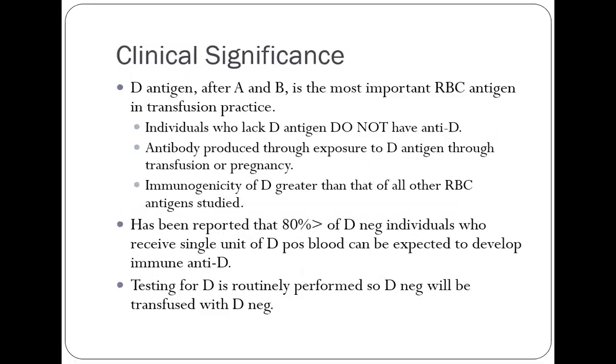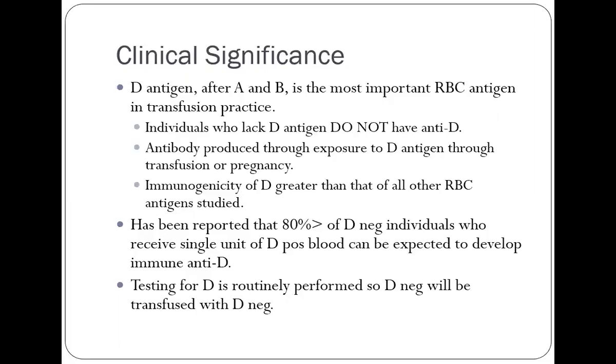Now, the clinical significance of the D antigen, after the A and B antigens, is that it's the most important red blood cell antigen in transfusion practice. Individuals who are lacking the D antigen, so those who are Rh negative, do not have anti-D. It's not an automatic stimulation of that antibody. Their red cells lack the antigen. As long as they're not exposed to a D positive cell through transfusion or pregnancy, they're not going to have the antibody. They're only going to develop it if they are exposed to it, and then their immune system will produce it.